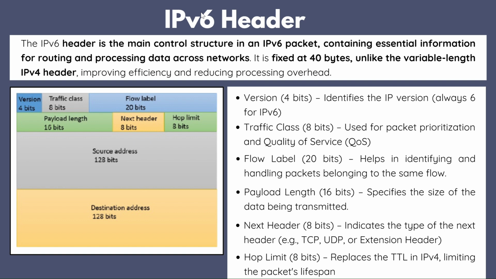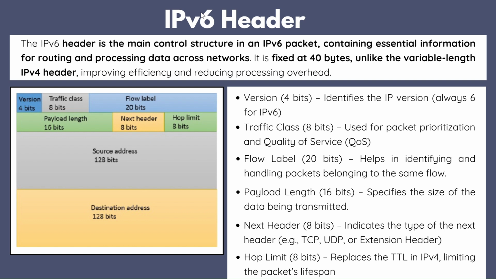Traffic class, used for packet prioritization and quality of service. Next is flow label, which is of 20 bits. It helps in identifying and handling packets belonging to the same flow. Next is payload length, which is of 16 bits. Specifies the size of data being transmitted. Next is the next header, which is of 8 bits. It indicates the type of next header, for example, if it is TCP, UDP, or an extension header.